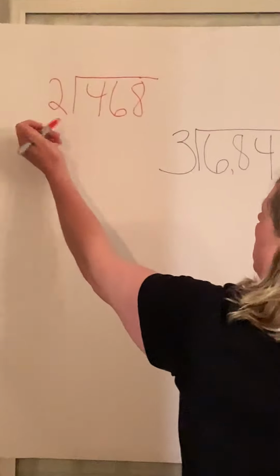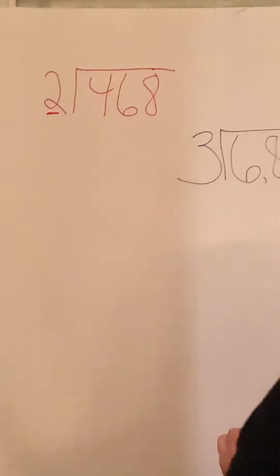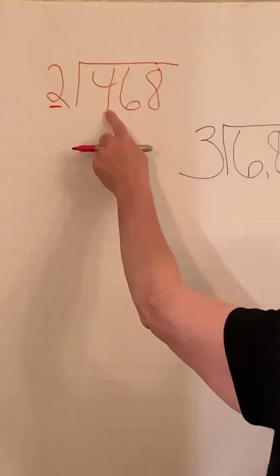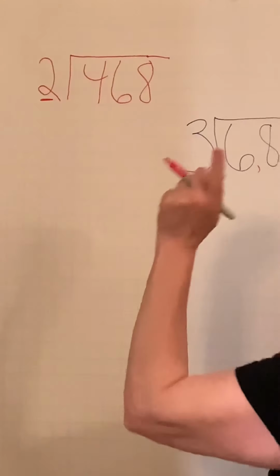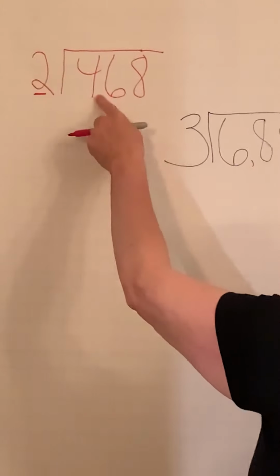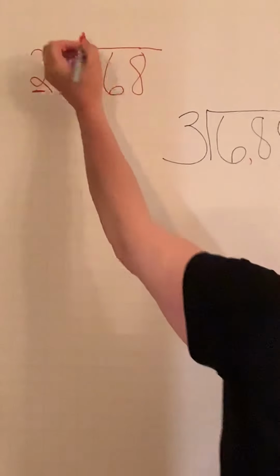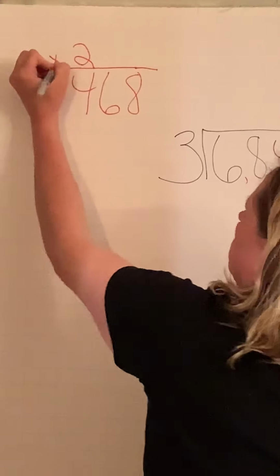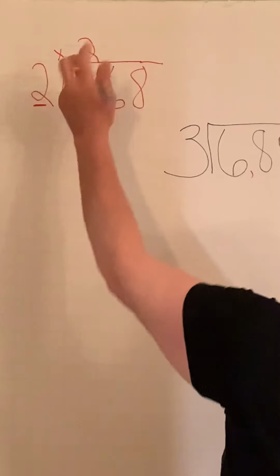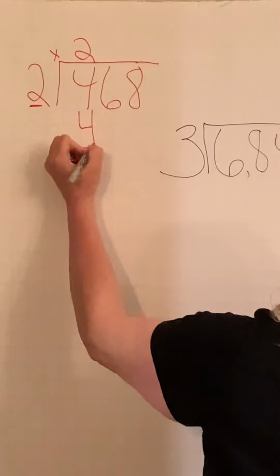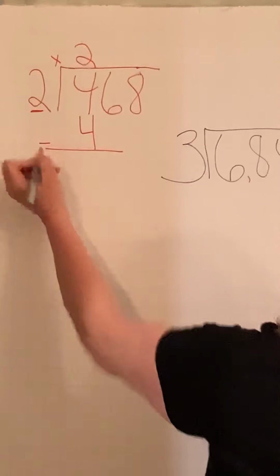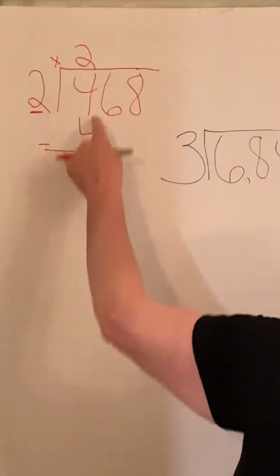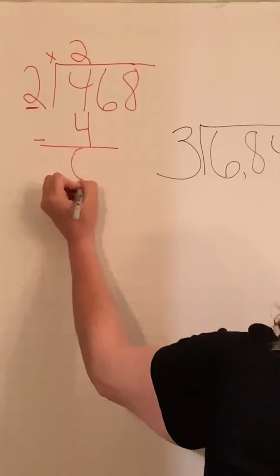So the first one we have is the 2, so we're going to divide by 2. The first number we look at is a 4. So we say to ourselves, how many times can 2 go into 4? And the answer is 2 times. There are 2 2's in 4. Remember, we multiply. So we say 2 times 2 is 4. We put the 4, we subtract. So we say 4 take away 4 is 0.